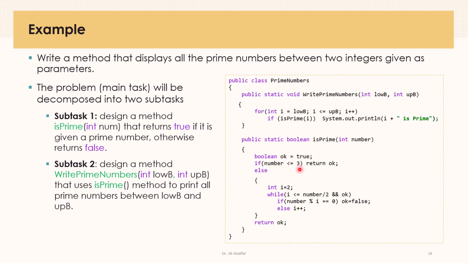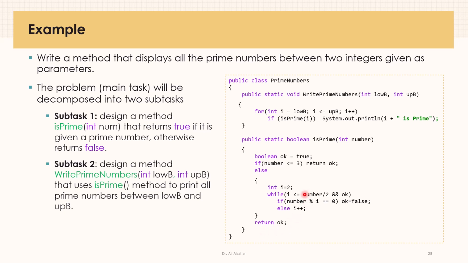If it is less than or equal to 3, that means if it is 2 or 3, then it is a prime number and therefore it will retain the value of OK as a local Boolean variable, which is initially true. Otherwise, it will check numbers from 2 up to half of number. If any number in this range divides the input parameter, then it is not a prime number and therefore the local variable OK will be changed to false, and when we go back to the beginning of the loop, if OK is false, we will exit the loop and return false as a return value.